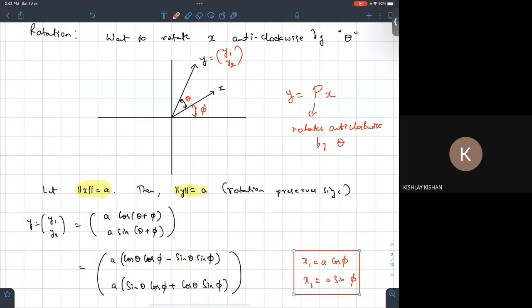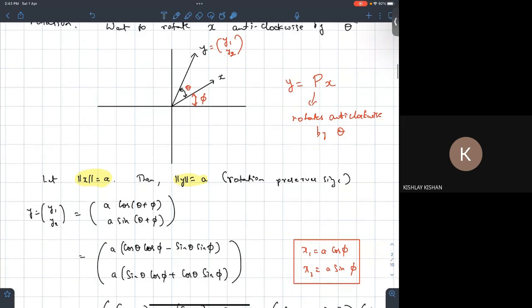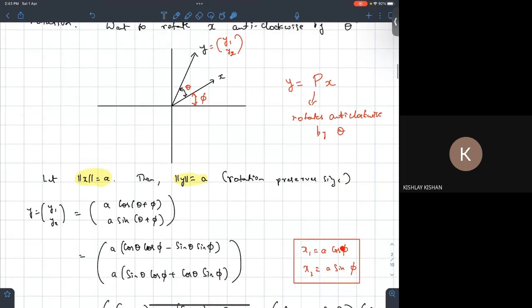See, the point is, I don't want to keep phi. Finally, this matrix should entirely depend on theta. I should take the x coordinates and do something so that I get the y coordinates. I don't want to work out the phi, so I'm going to try and get rid of it. I'm just going to use this side box for that.